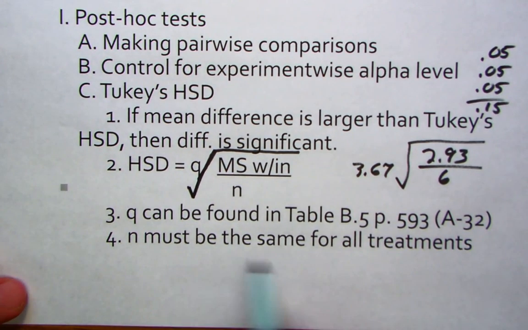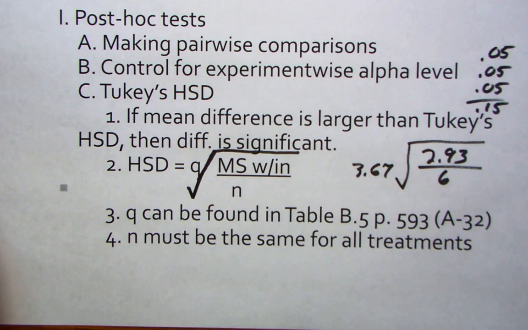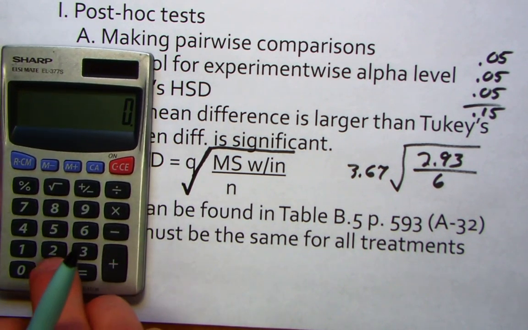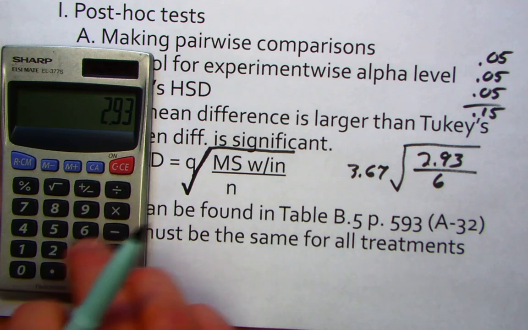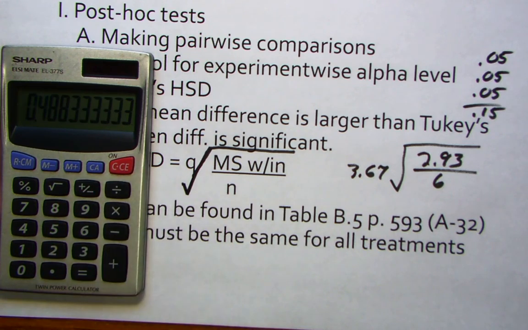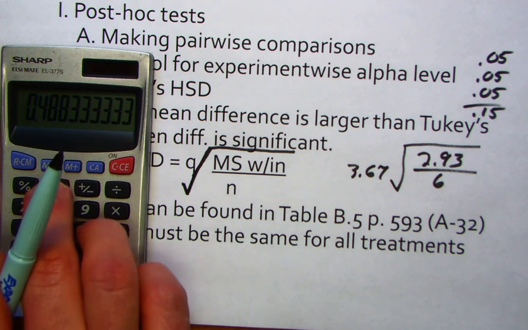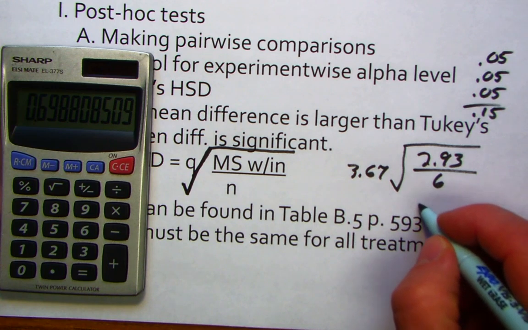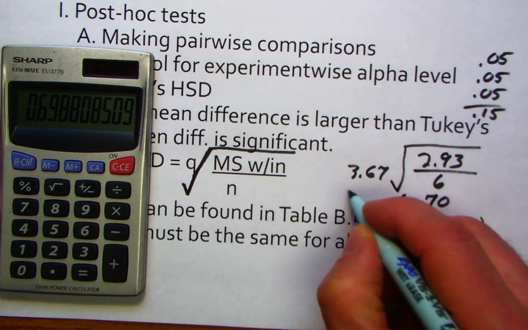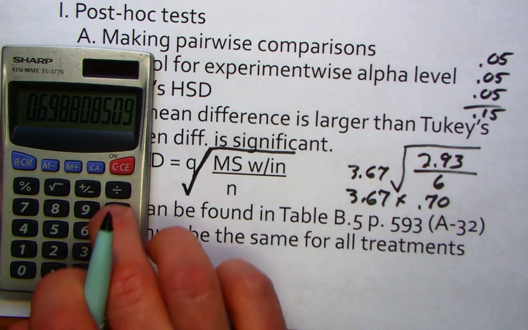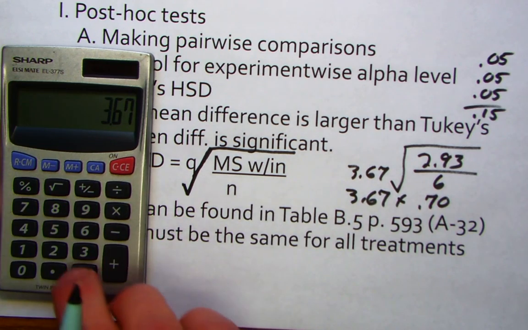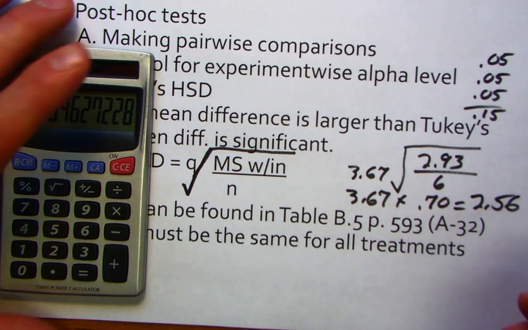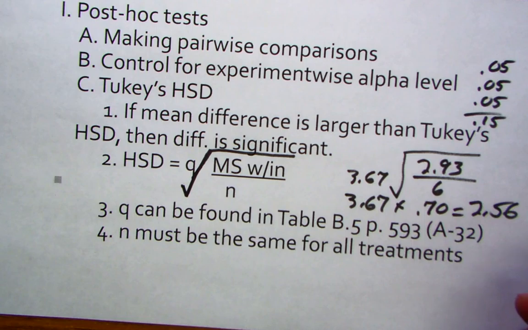So again, there's the assumption that the sample size is the same within all treatments, which is a very specific assumption that's not going to work in all studies. So 2.93 divided by 6, 0.488, and we get the square root of that, 0.70 really with rounding, 0.70 times 3.67, 2.56. Now what do we do with this number, this 2.56 number?